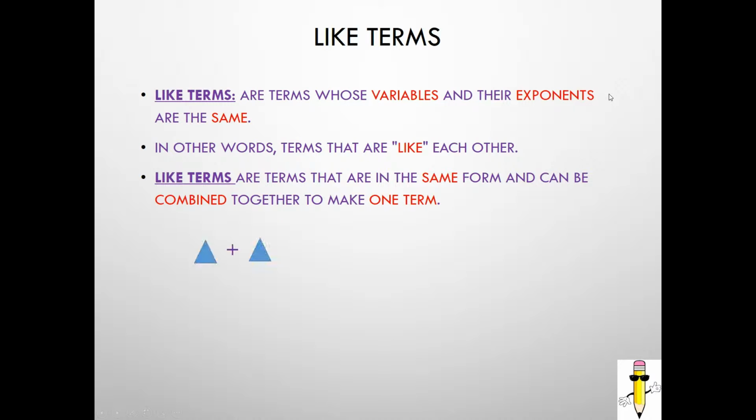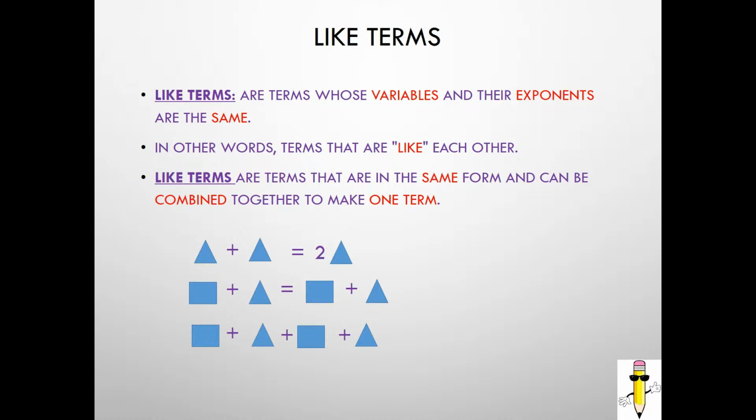As an example, we've got two triangles. It gives us just two triangles, right? Because they're both triangles. Then we have a square and a triangle, but we can't combine these because one's a square and one's a triangle, so we have a square and a triangle. Versus when we have a square and a triangle plus another square and triangle, that's going to give us two squares and two triangles, like so.